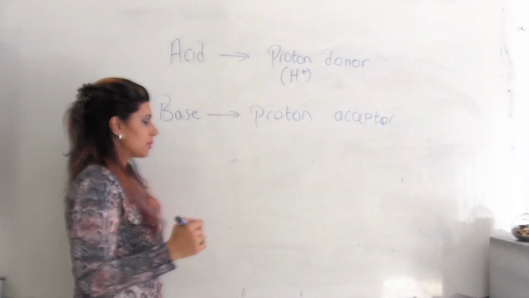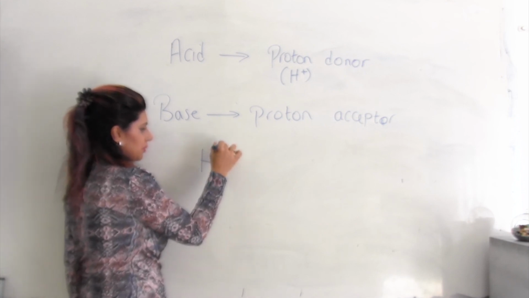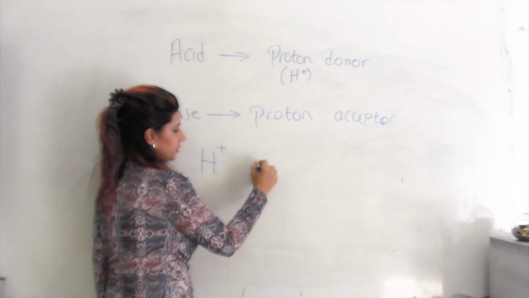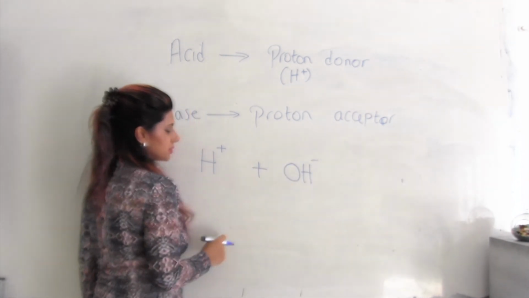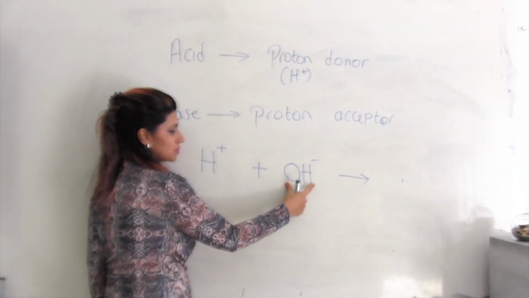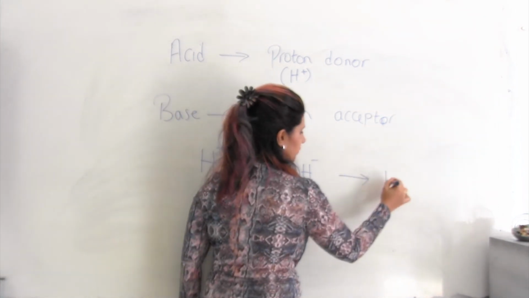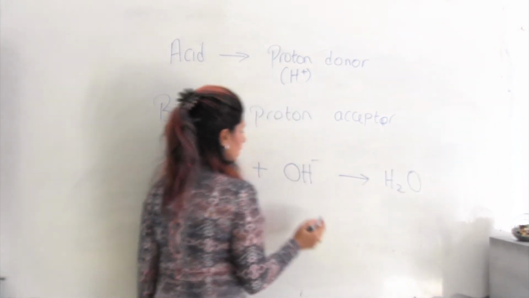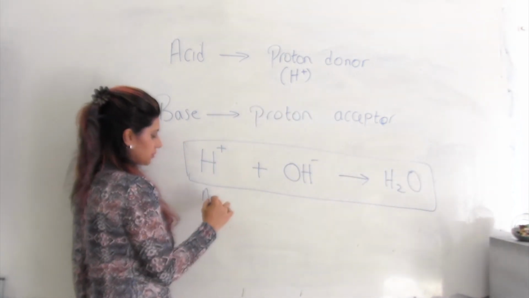Let's take a simple example. Let's say we have H+, which comes from an acid. You react it with a base. A base is OH minus. So the OH minus is going to accept the H+, forming H2O. And this equation here, as you can see, is called neutralization.